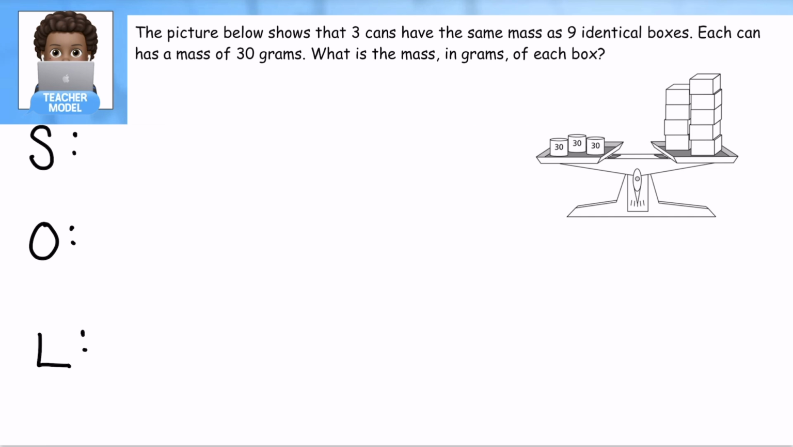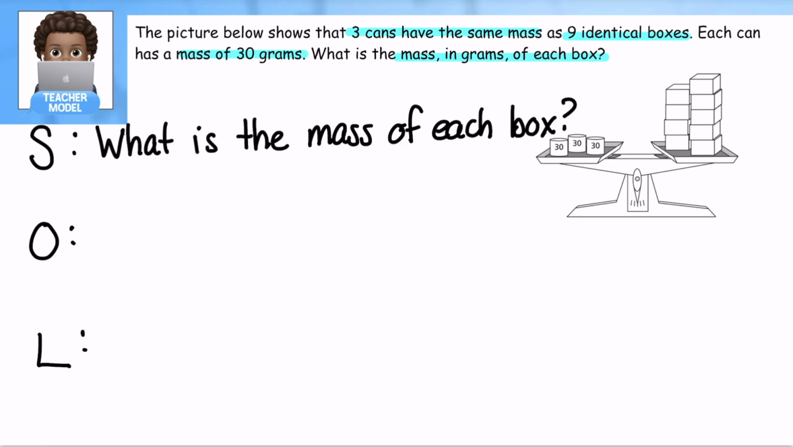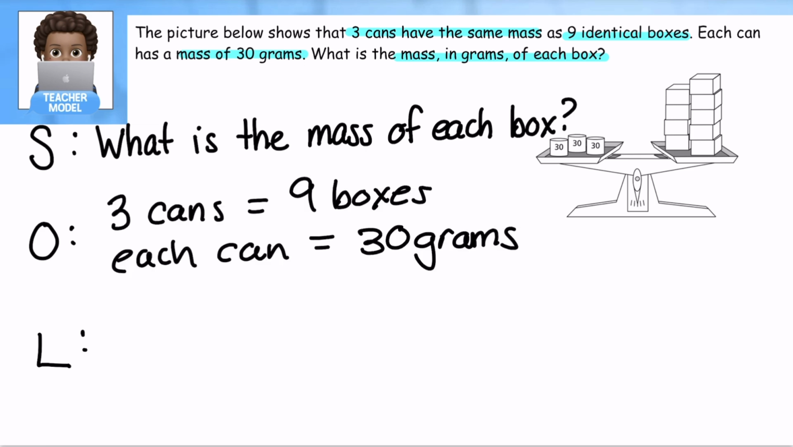All right, as we're studying through this problem, here's the important information I found. That 3 cans have the same mass as 9 identical boxes. Those 2 sets of groups are equal. And that we know the mass of each can is 30 grams. And my role in the problem is to figure out the mass in grams of each box. Okay, so that's what I'm trying to figure out. Here's our important information: the 3 cans are equal to the 9 boxes, and each can is 30 grams.